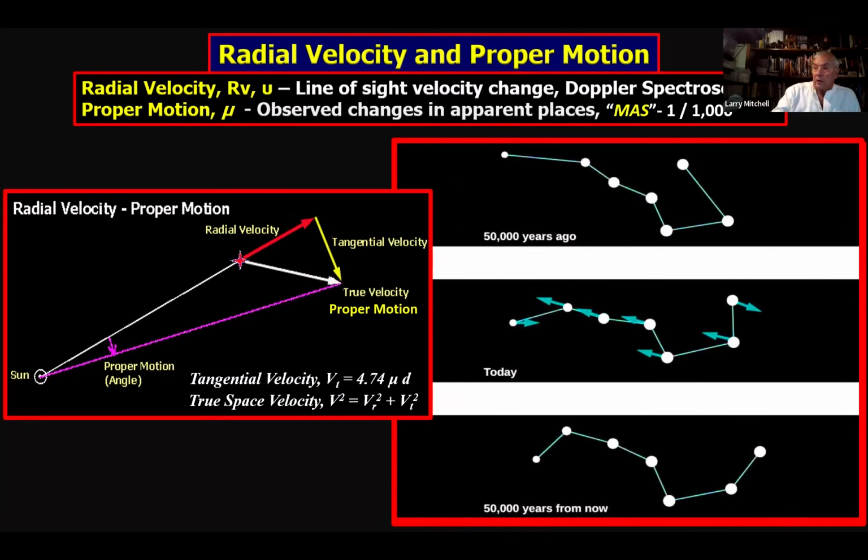So these motions are so slow. They're measured in milli-arcseconds a year, which is 1/1000th of an arcsecond. So we don't see that visually. We wouldn't even see that in a lifetime. But over a period of time, say 50,000 years, you can see real movement of stars within our Milky Way galaxy.